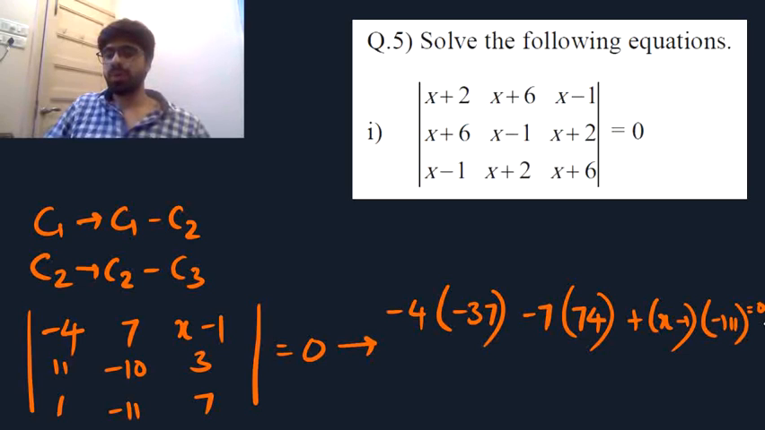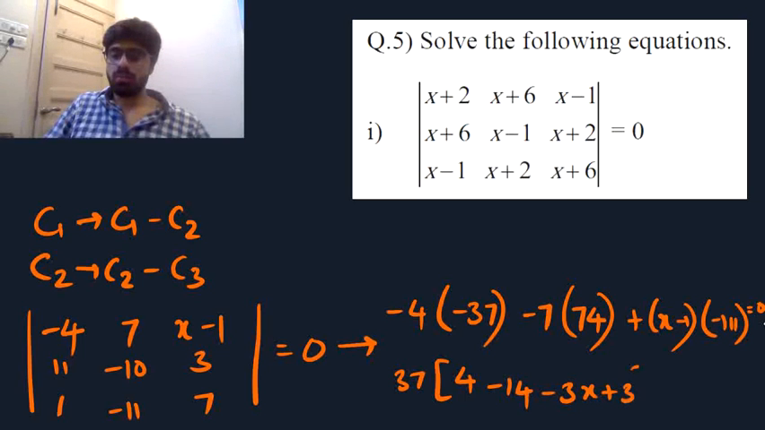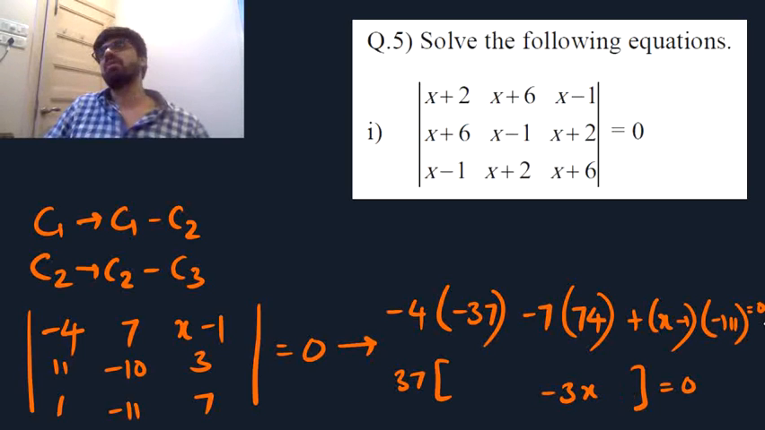So we have a 37 coming common from this entire expression. So we have 37. This will be minus 4 into minus 1, that is 4. This was 37 into 2. So 7 into 2 will give us a minus 14. And from here, when I am taking out 37 common, this will be minus 3. Minus 3 into x minus 1, that will be minus 3x plus 3 equal to 0. 4 minus 14 will be minus 10. Minus 10 plus 3, that will be minus 7.